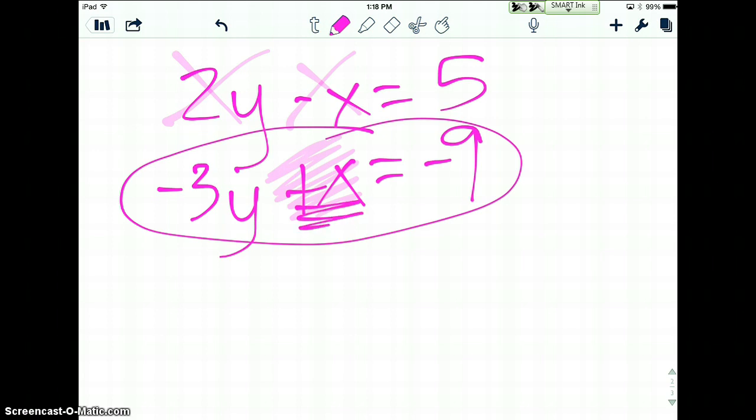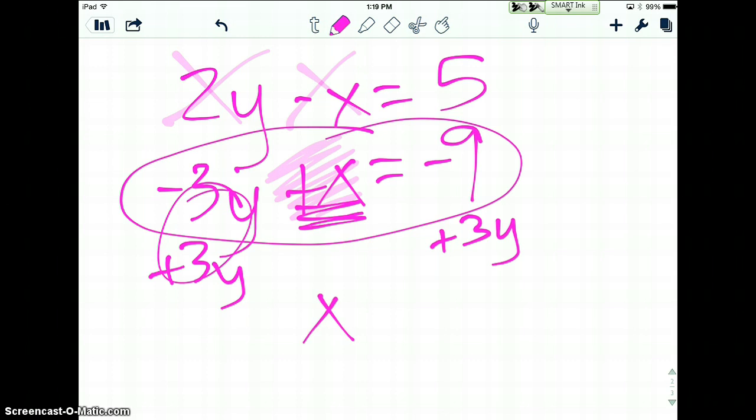So we're going to solve for this x. And in order to do that, it just takes one step. We need to get rid of this negative 3y, so I'm going to add 3y. And when I do that, this will be 0, and I'll just be left with x equals 3y minus 9. Or you could put negative 9 plus 3y. Same thing. I just like to keep my variables out front.